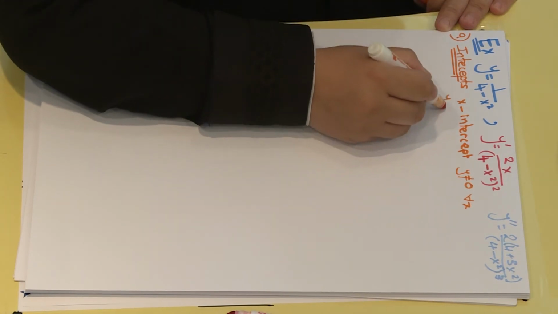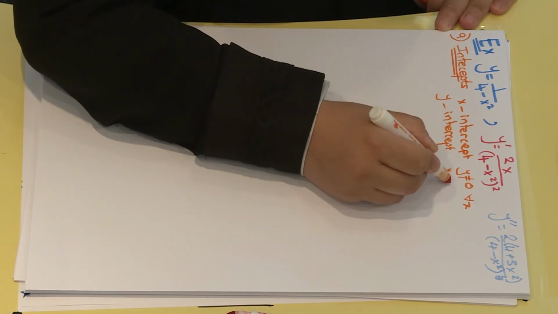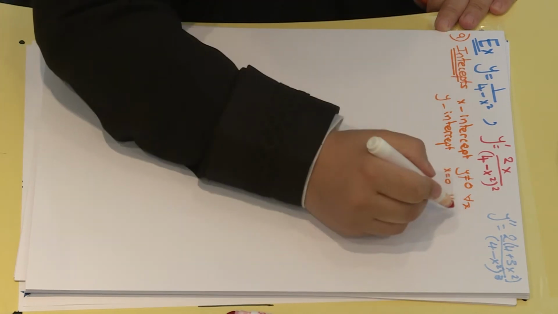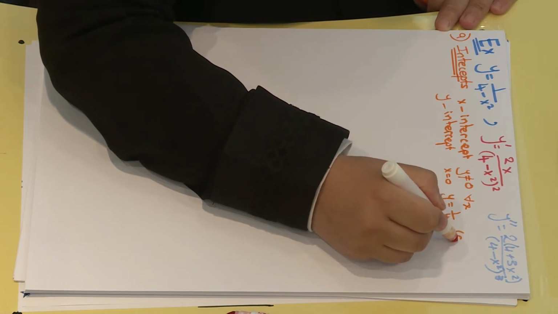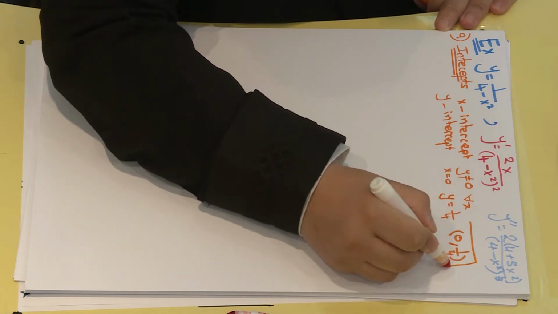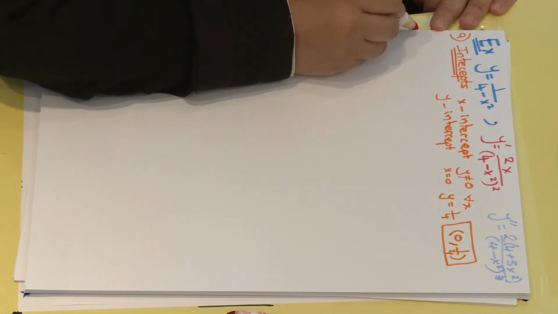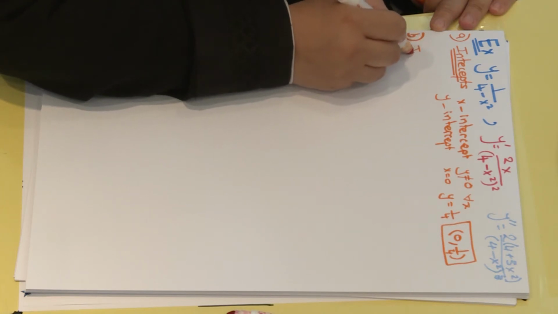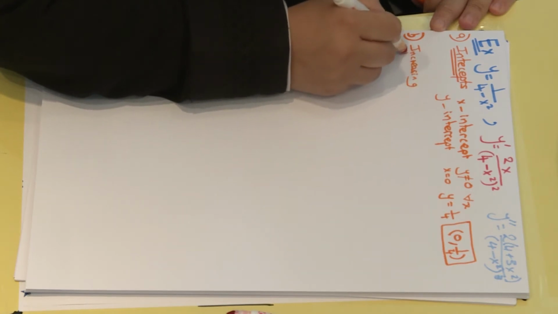Next, the y-intercept. We should put x equals 0 and find the corresponding y. When x equals 0, the y is equal to 1 over 4. So the y-intercept is the point (0, 1/4). And we will be using this later. Next, we need to find the intervals on which the function is increasing or decreasing.